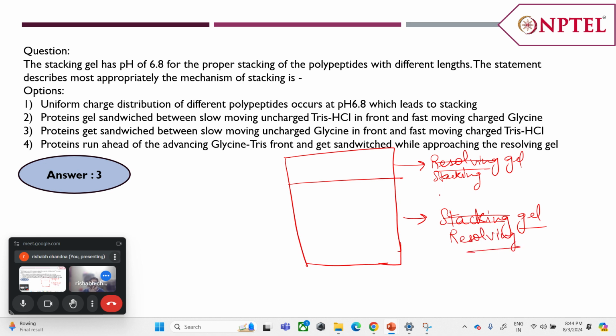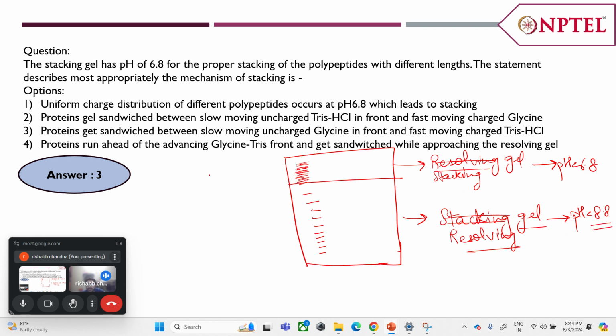Okay. So stacking means the protein is basically leveled up here so that it will be resolved in the next step. Okay. So they just want to stack it up at a level so that it will start resolving. And resolving means it will be separated here on the basis of their molecular weight. Okay. The pH of the stacking gel is 6.8, and here the pH is 8.8. Okay. So now what happens?